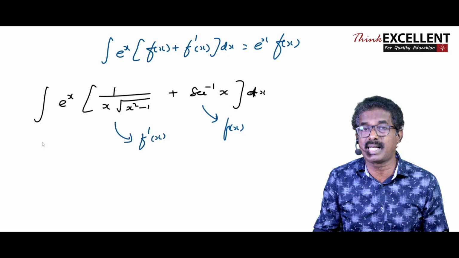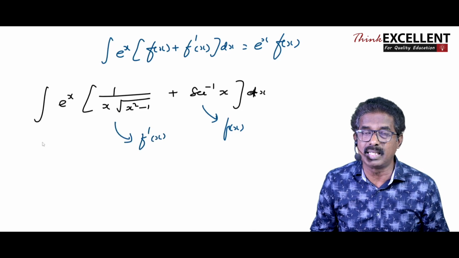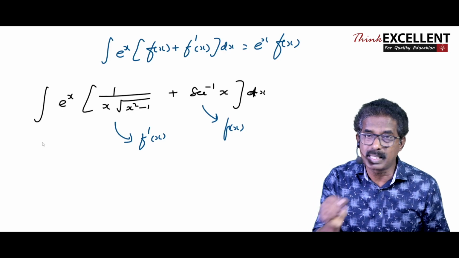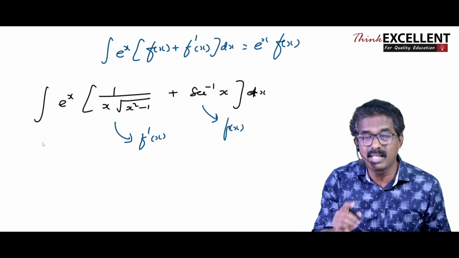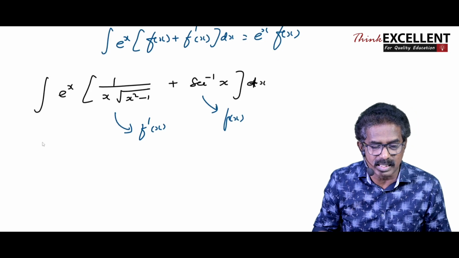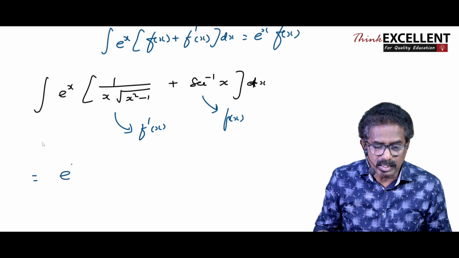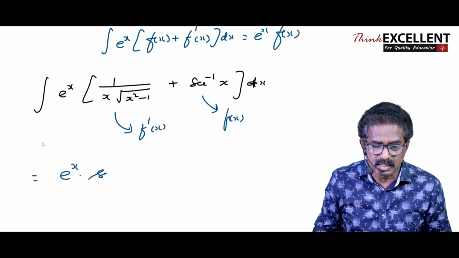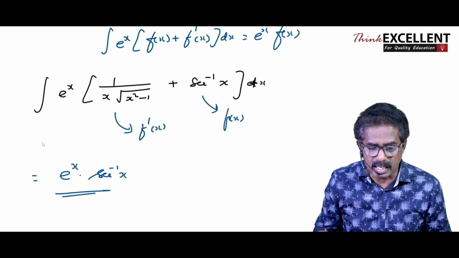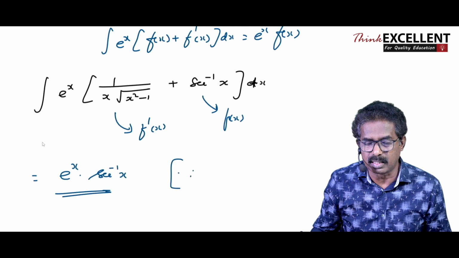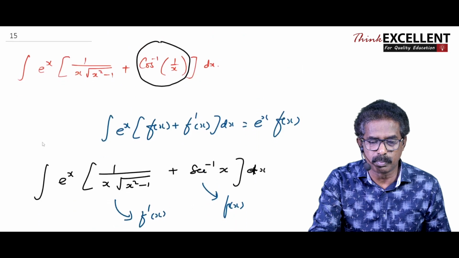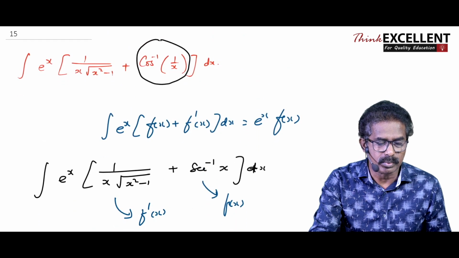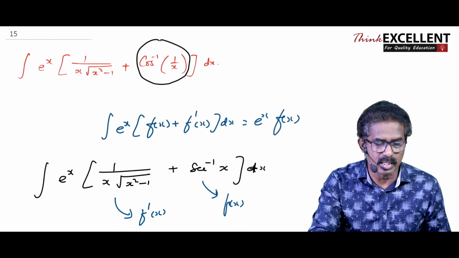So this is exactly of the type integral e raised to x into f x plus f dash x. But what is f x here? Secant inverse x. So the answer is e raised to x into f of x. f of x is what? Secant inverse x. This is your answer. Reason and the formula நீங்க எழுதிட்டீங்கன்னா போதும். Okay, hope you understood this one. Now just another 4 more questions I am going to teach.